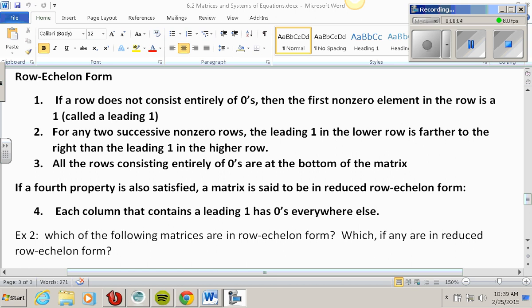This lesson is from Mrs. Cucci's College Now Calculus class. Today we're going to be talking a little bit more about solving systems of equations using matrices. So this is where we left off from the last video. Today we're going to be talking about row echelon form.